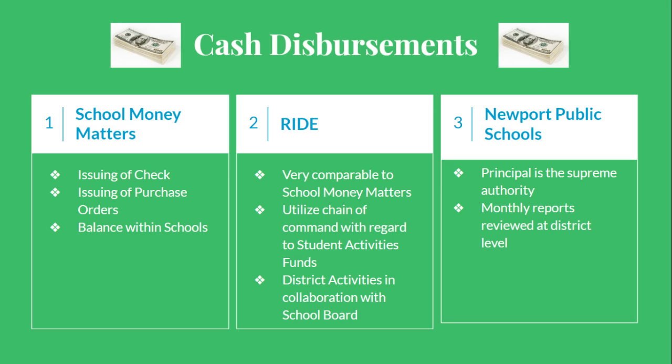And balance within the schools, you're always making sure that you're checking up on what the financial balance is within the schools, know the true balances, and also always to be reconciling monthly. Rhode, again, very comparable to School Money Matters. Chain of command with regard to school activity funds, and district activities are done in collaboration with the school board. For the school level, principal's supreme authority, monthly reports are reviewed at the district level.